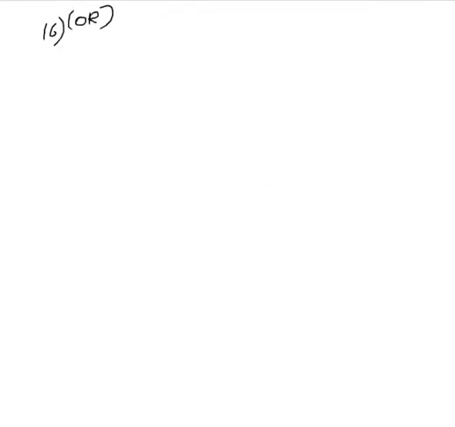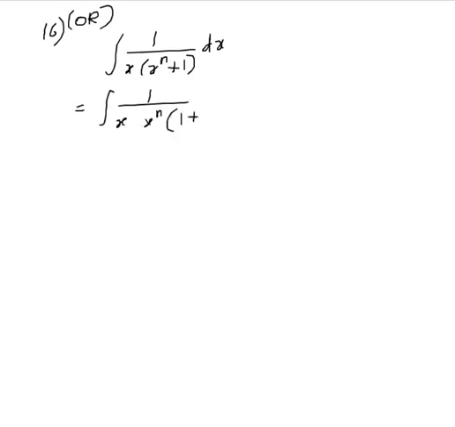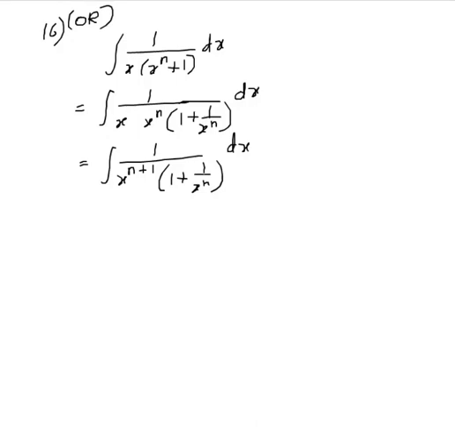The other method to do this 16th question: 1 divided by x times x power n plus 1 dx. Let us take x power n out from that bracket. We get 1 plus 1 divided by x power n dx. It becomes 1 divided by x power n plus 1 into 1 plus 1 by x power n dx. Now we know that the differential of 1 by x power n gives 1 by x power n plus 1. So let us substitute 1 plus 1 by x power n as t.